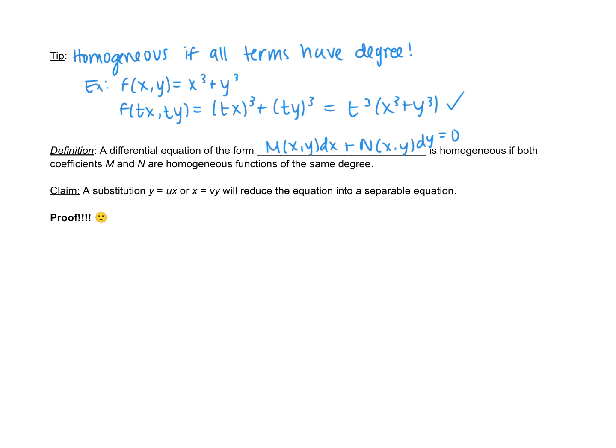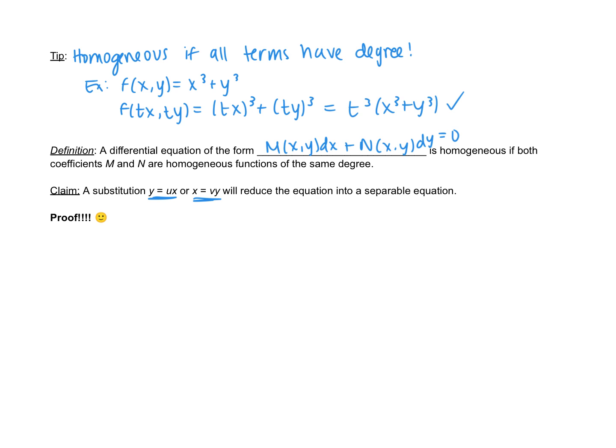If they do, then our claim is that if you substitute u of x, y, or x is equal to v y, that will reduce our equation into one that we can solve using separation. So I know what you're probably thinking. Mrs. Needham, am I just supposed to blindly trust that that's the case? No, of course not. Let's prove this.